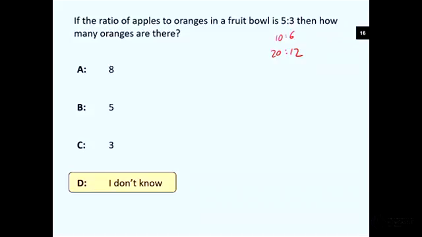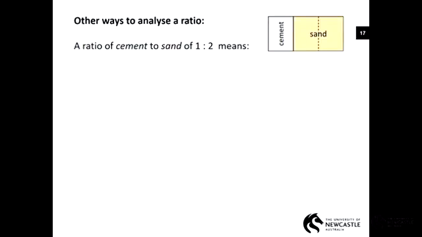Maybe 1 bucket, 2 buckets, whatever, okay? It just tells you the ratio. Other ways to analyse a ratio. A ratio of cement to sand of 1 to 2 means what I wrote in that picture there. It just means for every 1 part of cement, there's 2 equal parts of sand. So that picture tells a story, and these are just words that describe that picture.